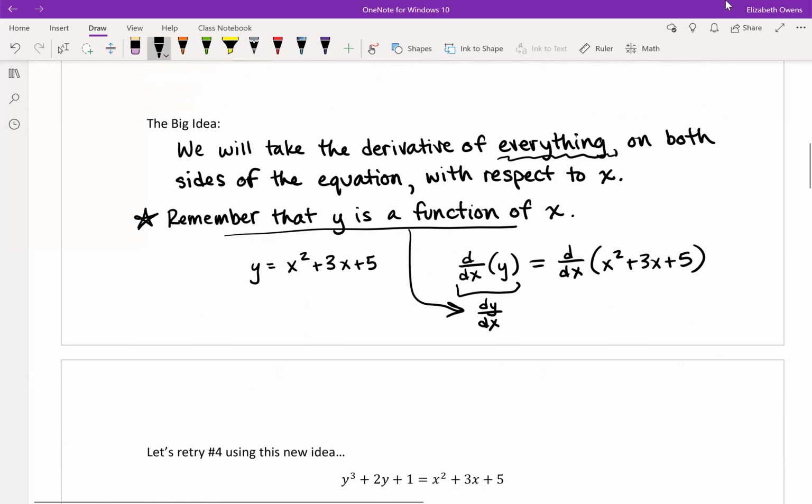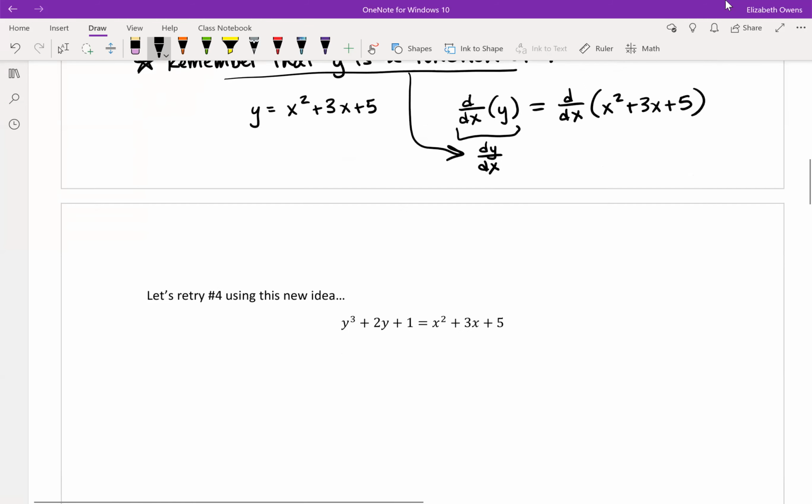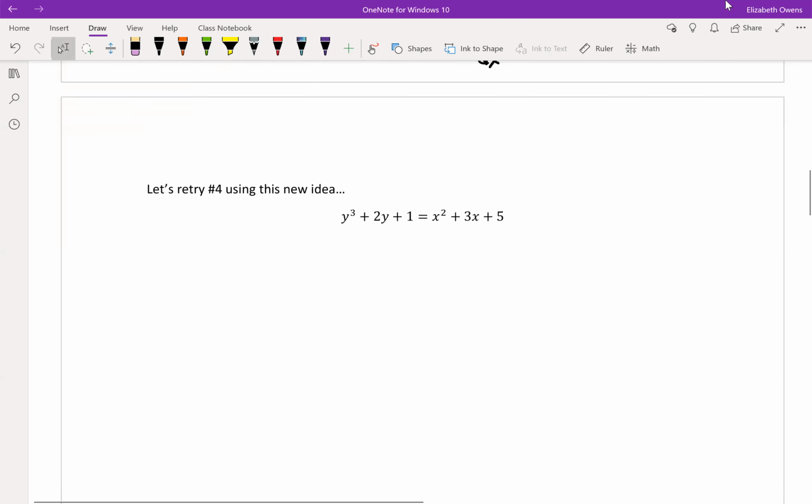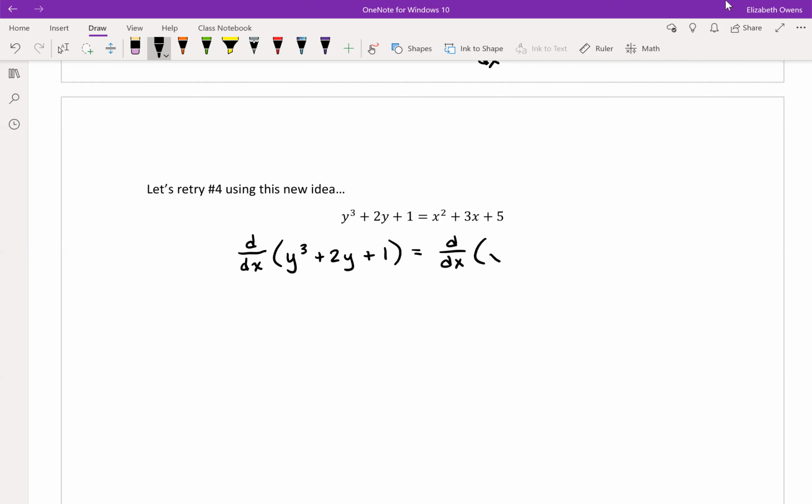So we're going to use this approach on that implicit equation in number 4, the y cubed plus 2y plus 1 equals x squared plus 3x plus 5. And we're going to take the derivative of absolutely everything on both sides of the equation with respect to x. So you start out by writing your intention of what you're going to do. Derivative with respect to x of both sides.